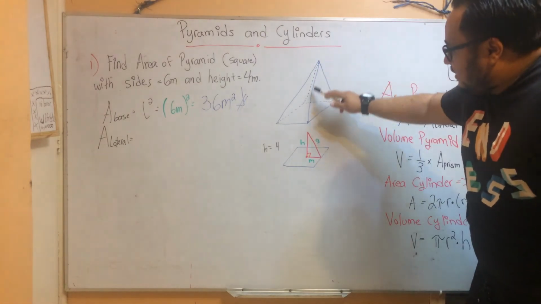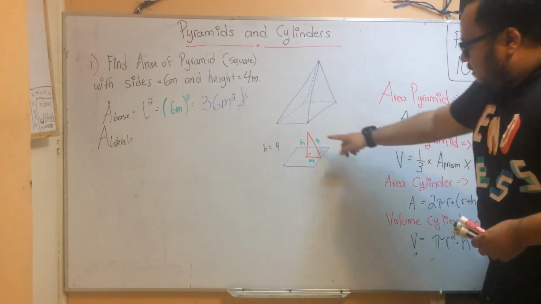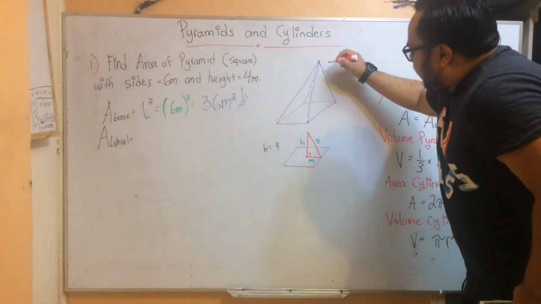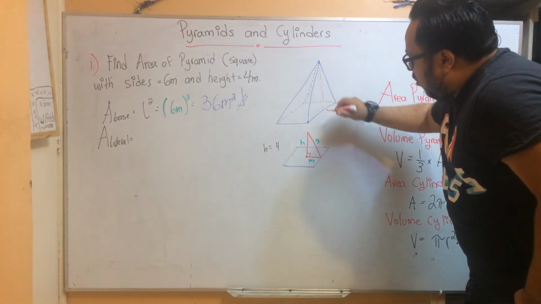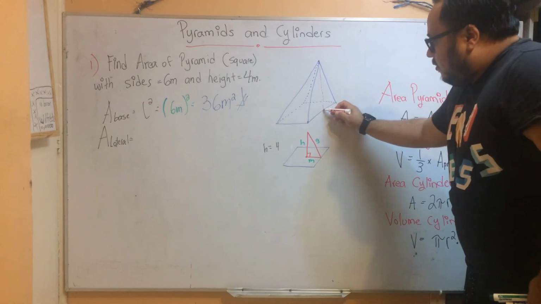So if we have this lateral side, this letter G is going to be a line on this face. Only on the face, not on the total figure.